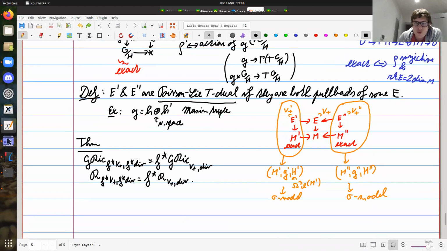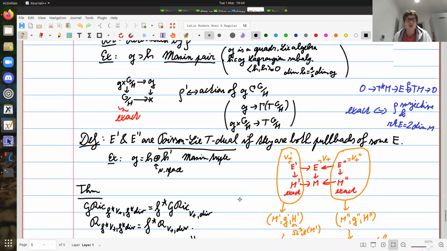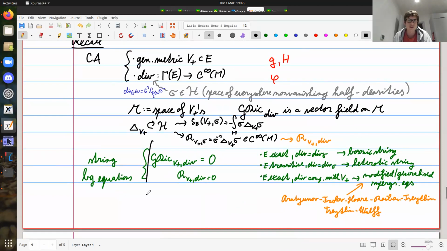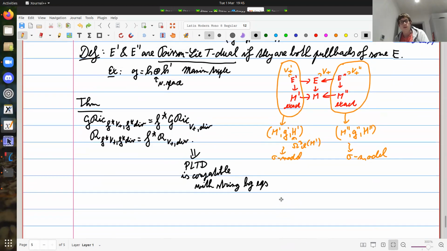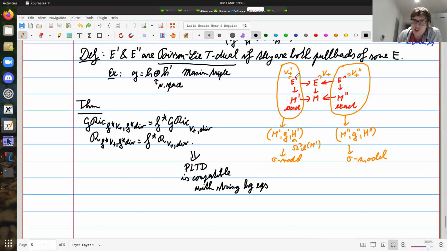But the implication for physics with this yellow/red picture is that Poisson-Lie T-duality, PLTD, let me call it, is compatible with these string background equations, meaning the vanishing of Ricci and the vanishing of the scalar curvature that we had before. So what this means is that if you have such a Poisson-Lie dual pair, and you have some generalized metric in the middle, which induces generalized metrics on the left and on the right, then if one of them has vanishing Ricci and vanishing scalar curvature, the one on the right will have it as well, simply because the generalized Ricci and generalized scalar curvature in the middle will also be zero.